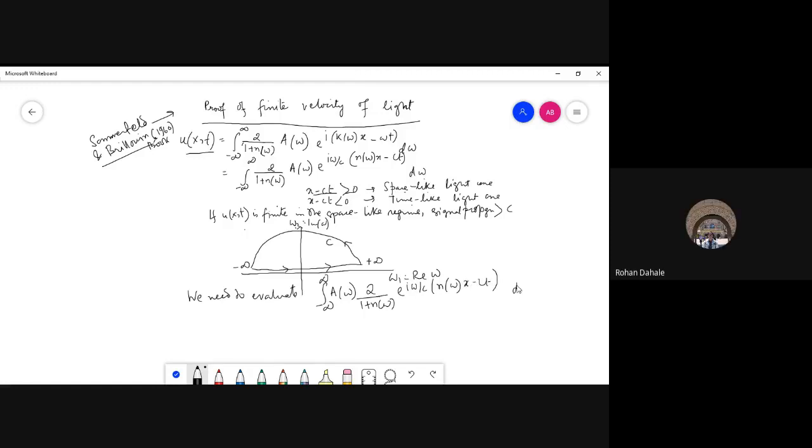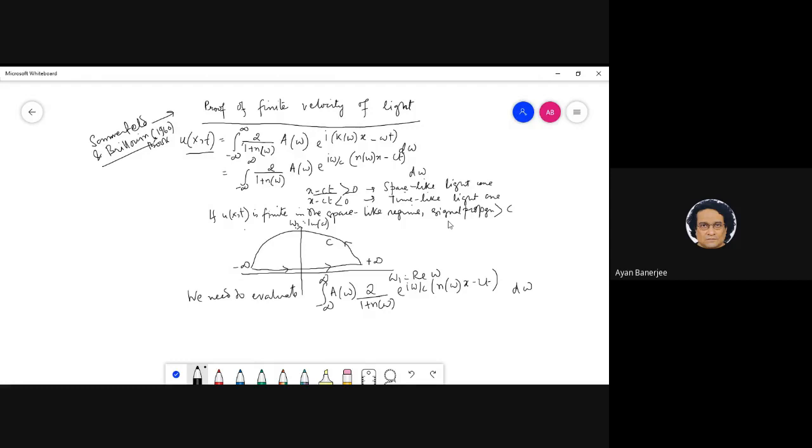Sir, why did we take the contour in the upper half plane? No, it is both, I am just drawing. That is important to note. I am trying to look at this for signal propagation greater than c. For signal propagation higher than c, if your x minus ct is greater than 0, we generally consider the upper half.